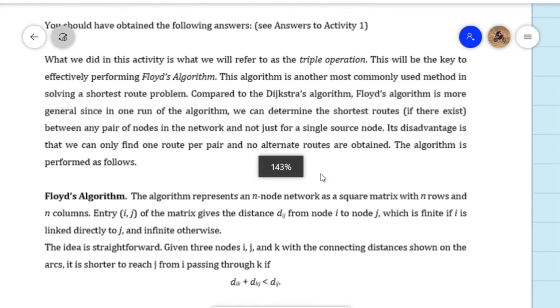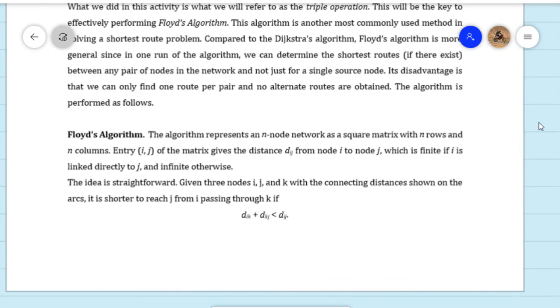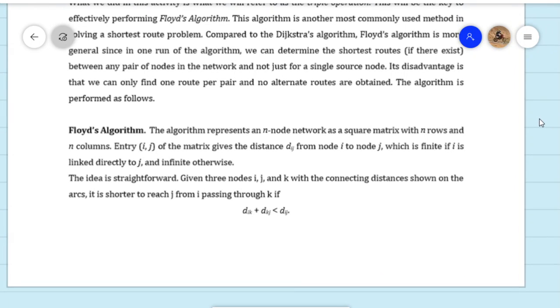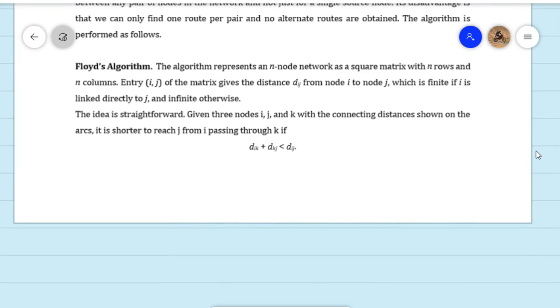If we are to change the source node, you would have to apply the algorithm all over again. But its disadvantage is that we can only find one route per pair and no alternate routes are obtained, unlike Dijkstra's. In Dijkstra's algorithm, alternative routes are given from a given source node to a terminal node.